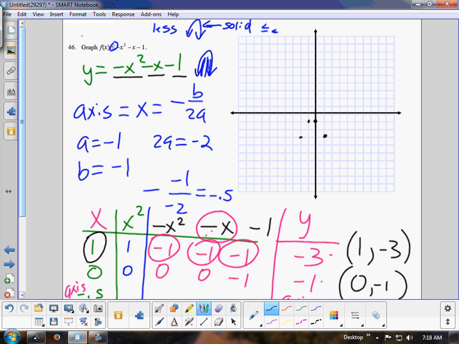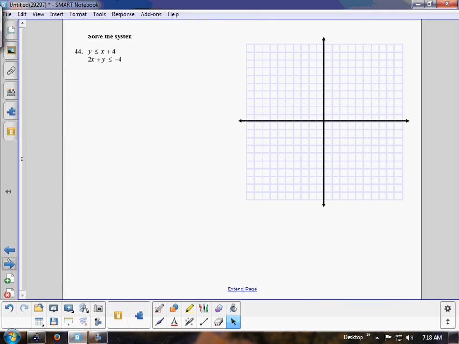Okay, and I can kind of see my parabola taking shape here. Remember, my axis was negative 0.5. So that's going to be right there. So my parabola is right in here. And then we're going to shade below the parabola. And that's going to be our solution. Okay, and this is the graph of f of x is less than or equal to negative x squared minus x minus 1.